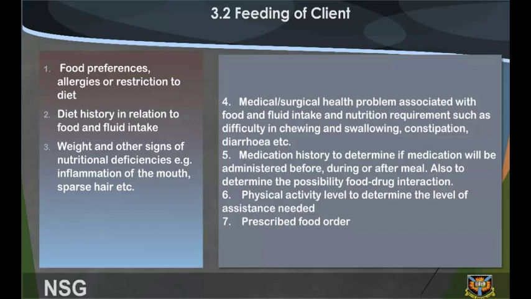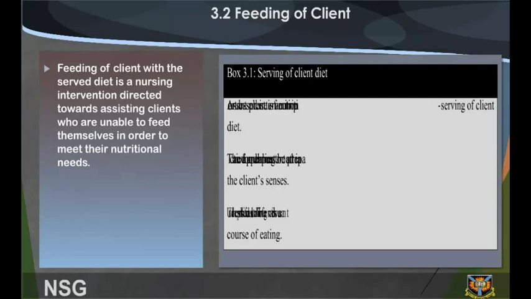7. Prescribed food order. Feeding of clients with a special diet is a nursing intervention directed towards assisting clients who are unable to feed themselves in order to meet their nutritional need. Assessment is an important phase of nutrition-based intervention. Serving of client's diet. The food must be prepared and presented in an appealing or attractive manner to the client's senses. Unpleasant visual stimuli and stressful life events must be avoided during the course of eating.